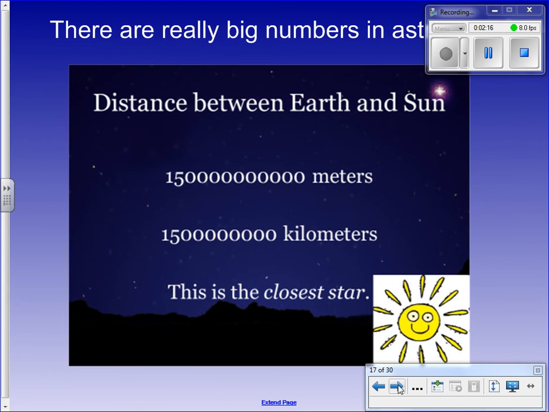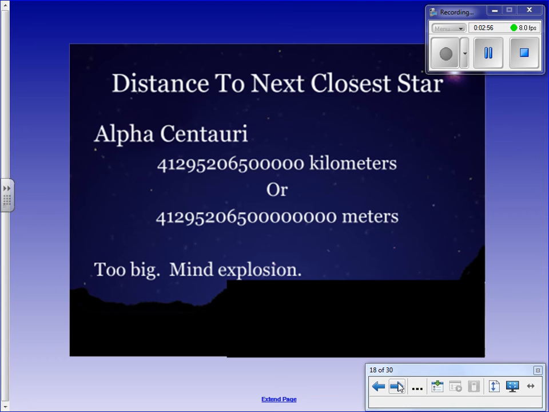All right, let's take a look at some really big numbers, and why we want to use scientific notation. This is the distance between the Earth and the Sun. As you can see, those are some really big numbers. If I put some commas in here, we have 150 billion meters, I'm sorry, not trillion, billions. That's 150,000,000 kilometers. That's the distance from the Earth to the Sun. Those are huge numbers.